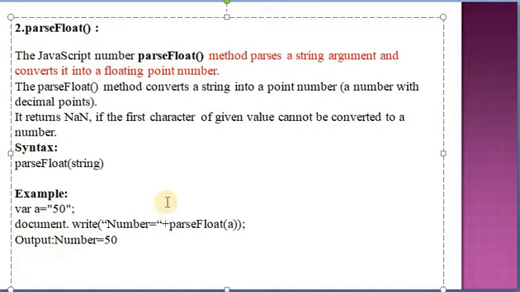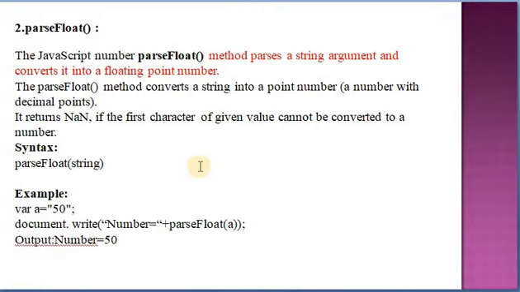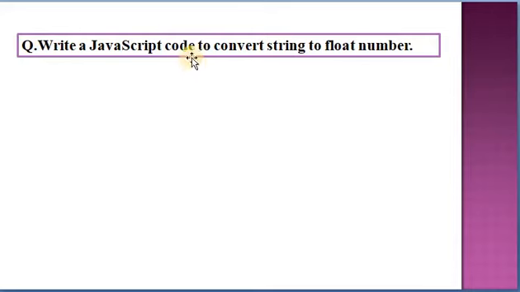Okay. This is the parseFloat method. It means the parseFloat method parses a string argument and converts it into a floating point number. It means it converts a string to a floating point number. Next point is a JavaScript code to convert string to float number. Let us see one example of converting string to the float number.